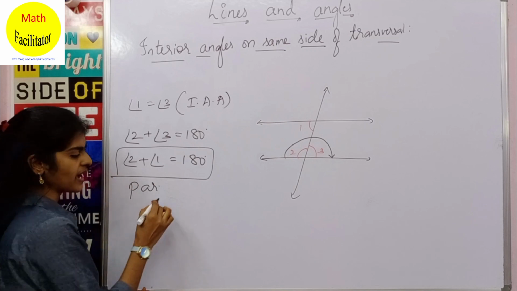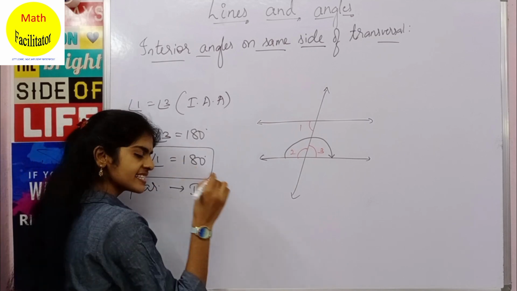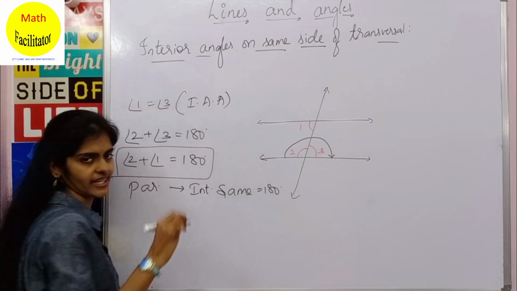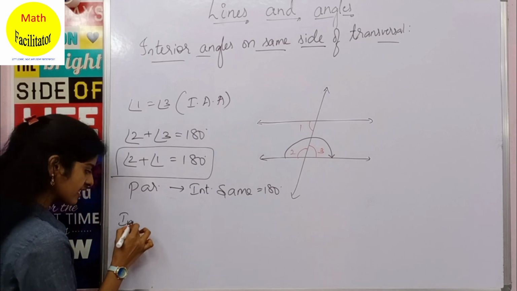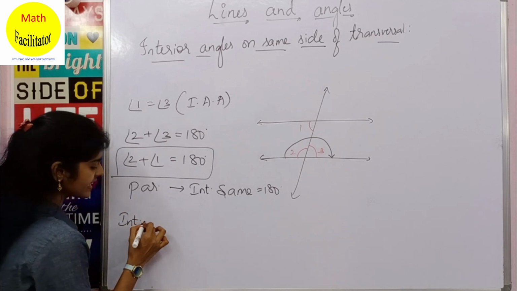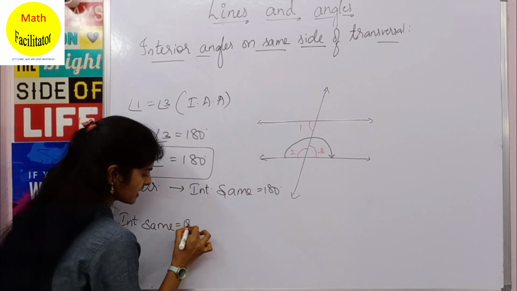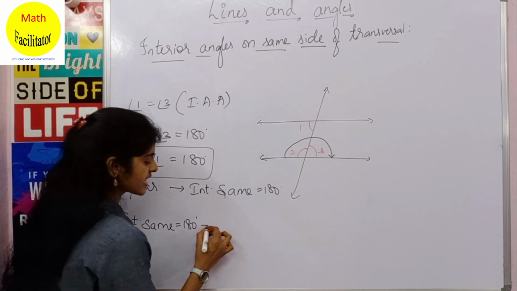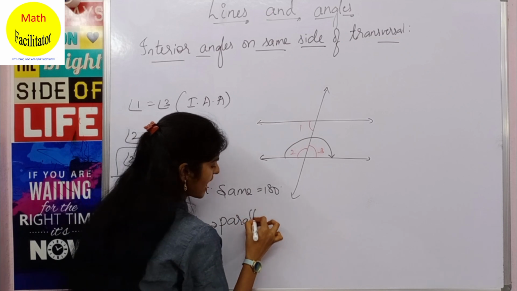Clear? So this is when you are taking parallel lines. When two lines are parallel, you have proved that the sum of interior angles on the same side of the transversal is 180. Now let us learn the converse of it. If two lines are given to you and the sum of interior angles on the same side of the transversal is 180, then what do you say about the two lines? You will say that the two lines are parallel.